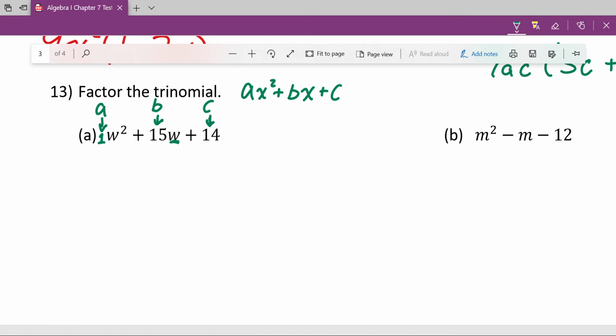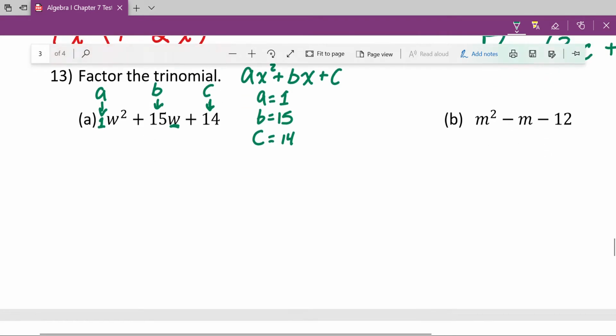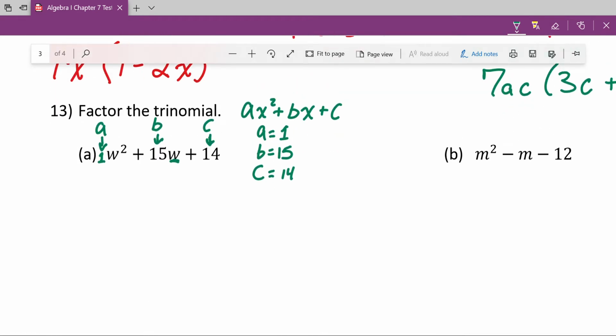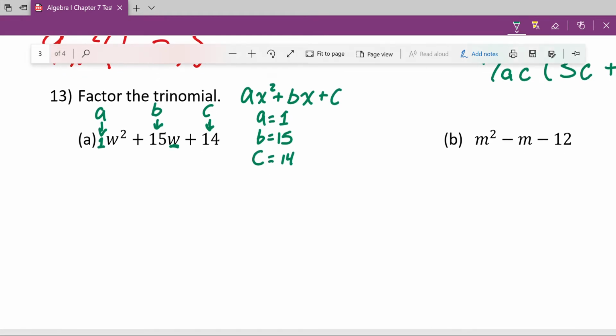The reason I do this now is because it is good habit to find A, B, and C. So I'm just going to write this on the side. A equals 1, B equals 15, and C equals 14. All right, so when A equals 1, it's pretty simple. When A is greater than 1, that's when trouble starts to come in.